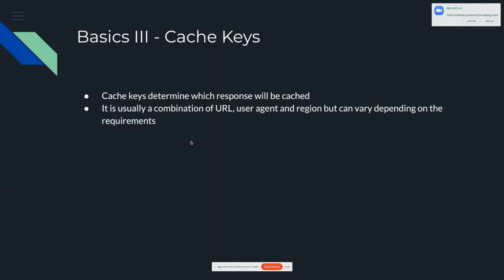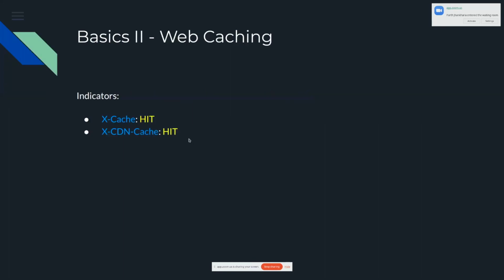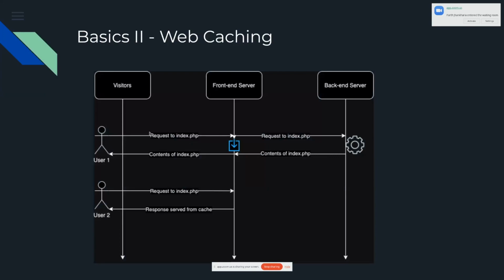Now, cache keys. What does cache keys mean? So whenever, let's go to this illustration once again. So this user is requesting index.php, but how will the front end server determine what kind of response will be cached? It can be something else instead of index.php, for example, account.php. So if the front end server caches account.php, it will not be right because other users will be able to access the account details of user one. So that is not ideal.